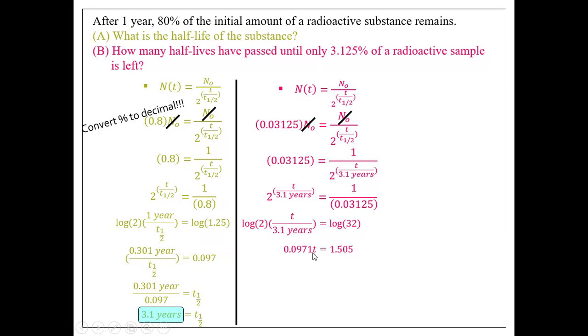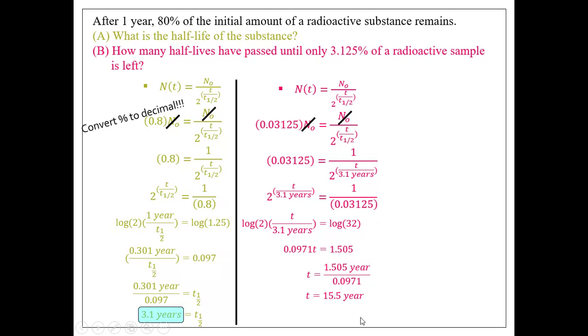Now at this point, to solve for t, you would just divide both sides by 0.0971, which is what I did here. So if you take your calculator and you do 1.505 divided by 0.0971, you'll get that about 15.5 years has elapsed. Okay, so how much time has elapsed is 15.5 years, but the question didn't ask for the amount of time that has elapsed. It asked for how many half-lives.